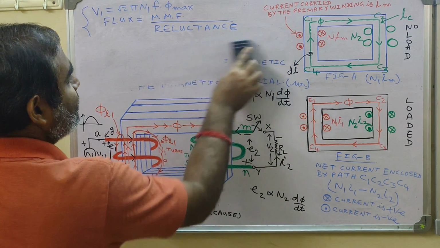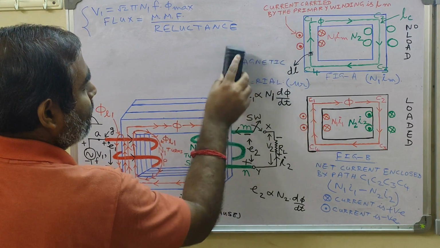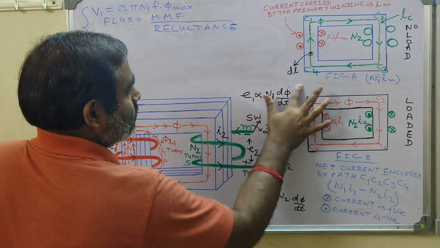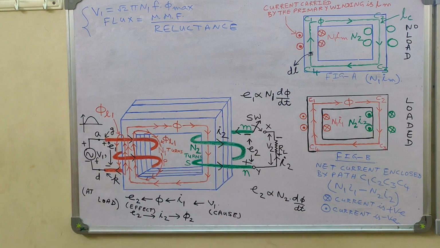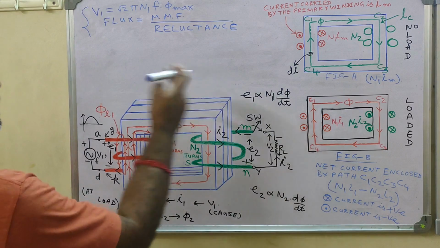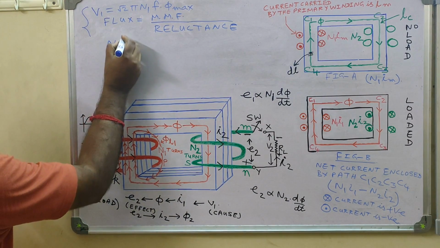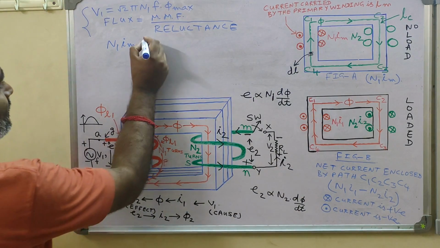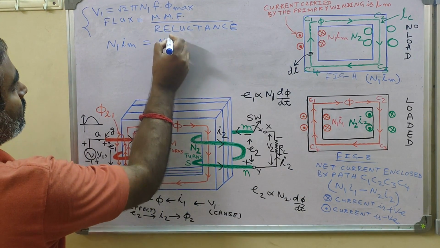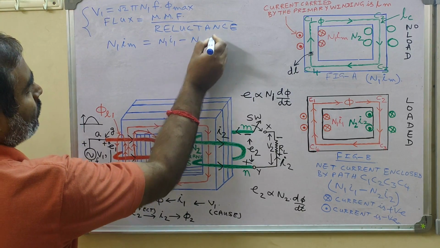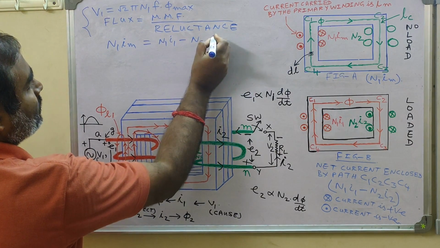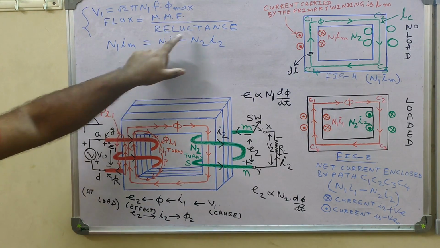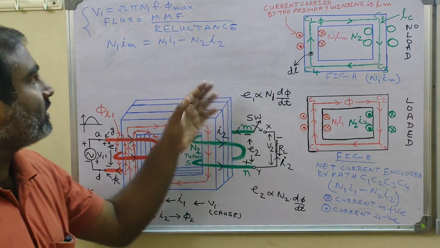What we have written just now, you can see in figure A and B. For figure A, we have written the MMF acting as N1 into Im. And for figure B, the MMF acting is N1 I1 minus N2 I2. We are writing these two to be equal because it's a very simple thing. Reluctance is not changed in both the conditions.